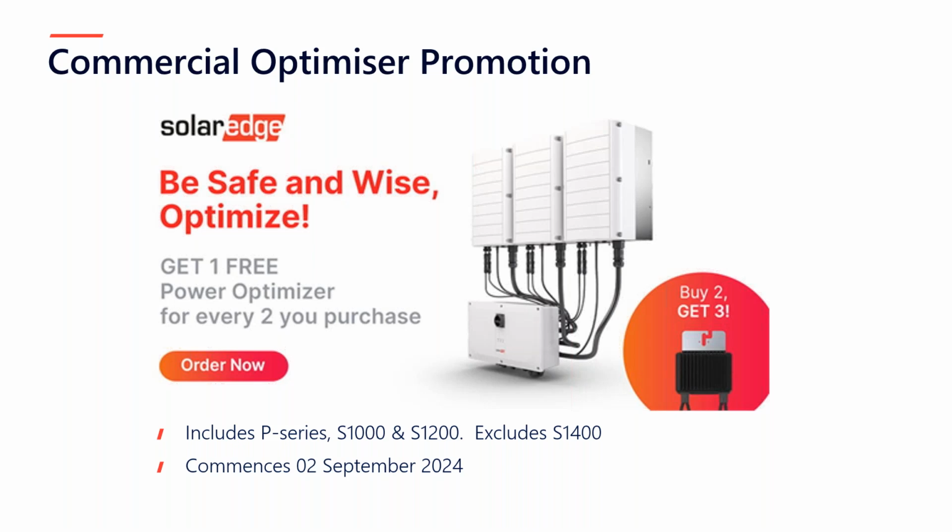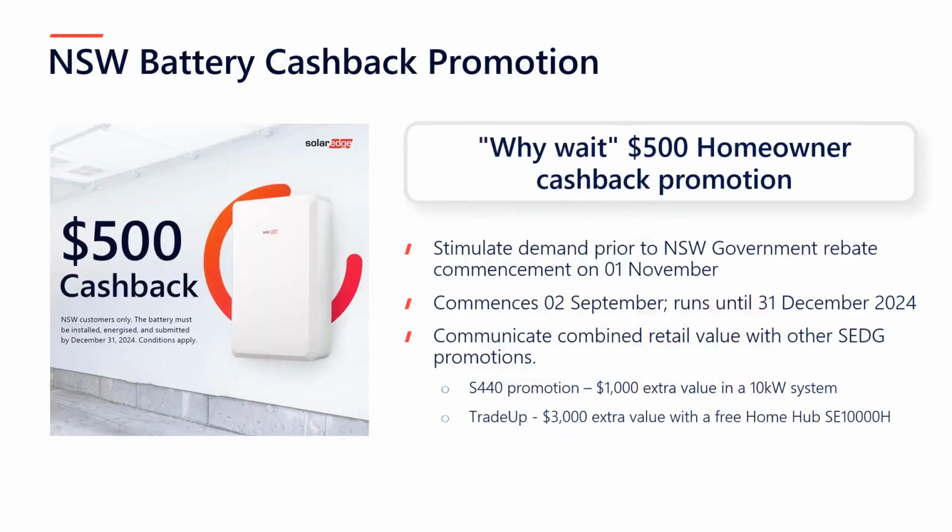But it also covers the new S1000 and S1200 optimizers, but it does exclude S1400, which has literally just come into the market, and we're still starting to build up inventories. But certainly it covers 98% of what we are currently or have been selling. So again, it's through distribution, and we hope you can really take advantage to make your SolarEdge commercial system more attractive to your client.